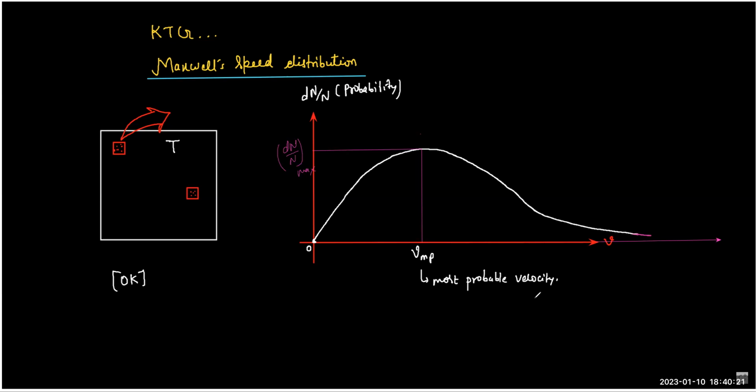Of course, this is something which we have found experimentally, as well as even in practical life. There is always some value which has the maxima, and the other values will have lesser probability. So VMP represents the velocity which is having maximum takers, or you can say probability, the fraction.